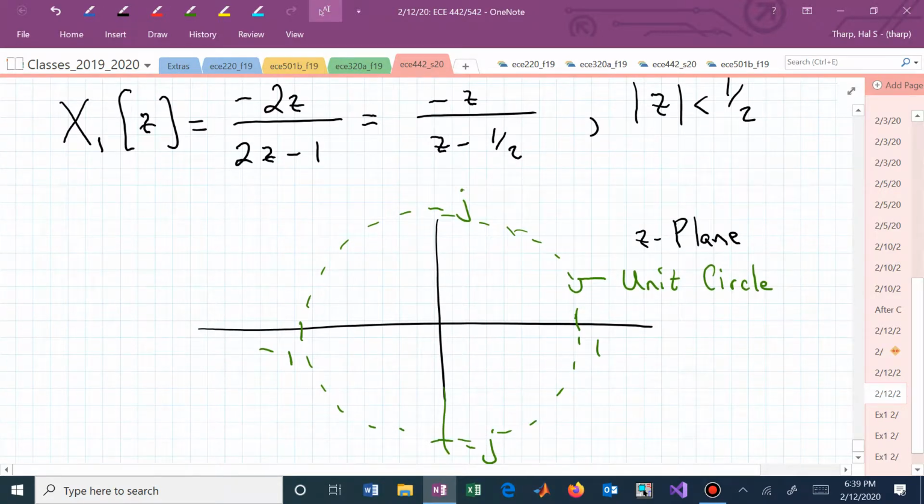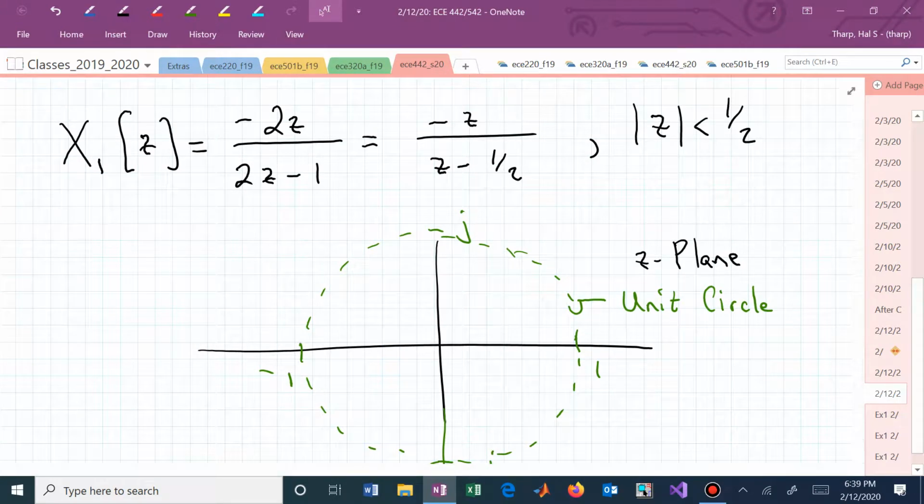Can you now draw the region of convergence? First, I have a complex z-plane, and I've shown you the unit circle. Now, can you draw the pole-zero diagram on that z-plane? Where are my zeros, finite zeros, and where are my poles?